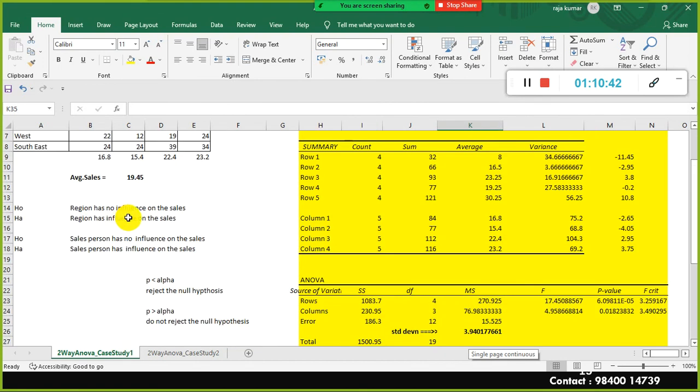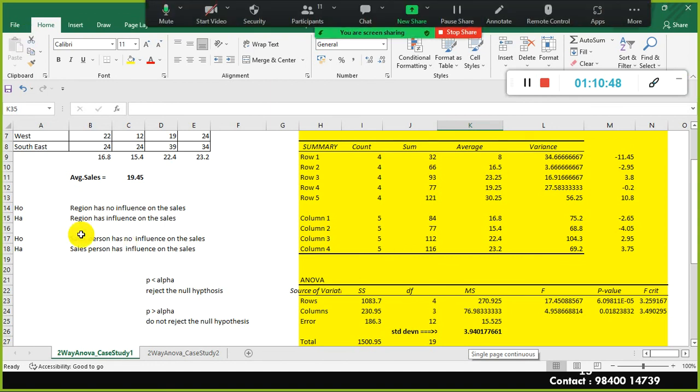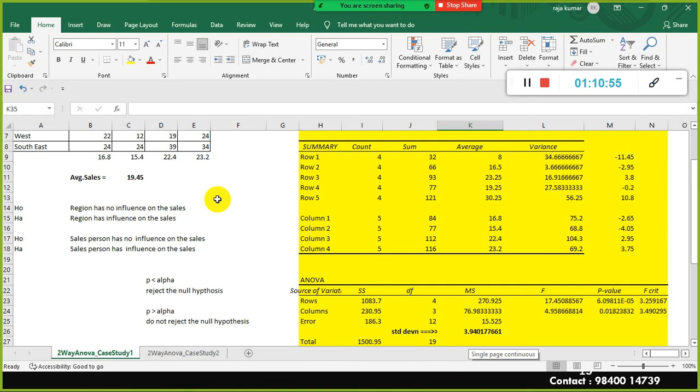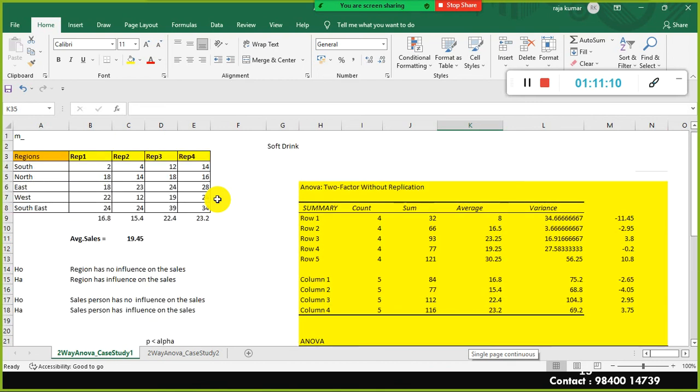Okay. So what we are concluding is both region as well as salesperson have influence on the sales. But compared to salesperson, region has more influence on the sales. That's a simple common phenomenon. Like pickle, Gongura pickle, right? In Andhra, any city or any place you take, it is very popular. Salesperson also has an influence, but region plays an important role.